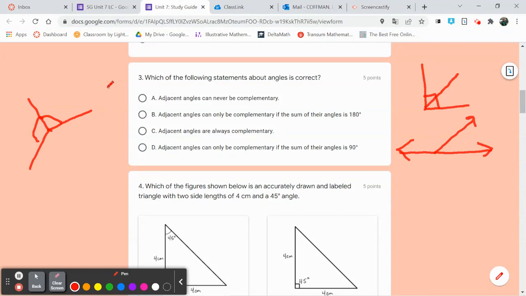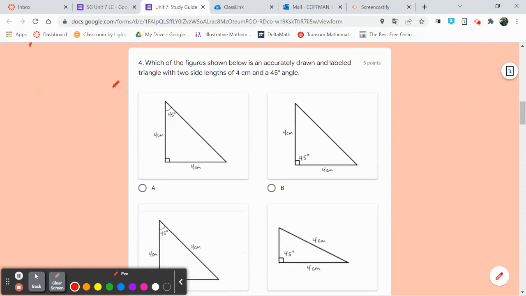Okay? So, D. Adjacent angles can only be complementary if the sum of their angles is 90 degrees. That's true. So, if we have two adjacent angles and the sum is 90, then they're complementary. So, that is true. Boom. All right. Let's move on down.